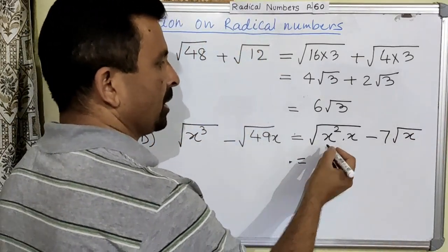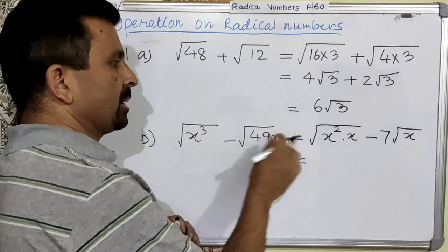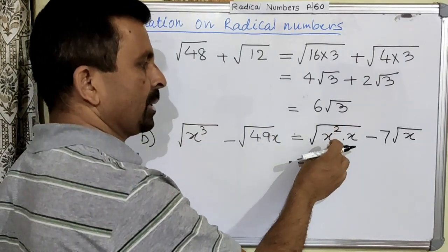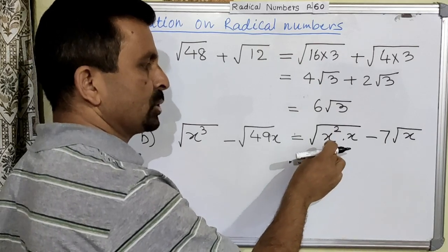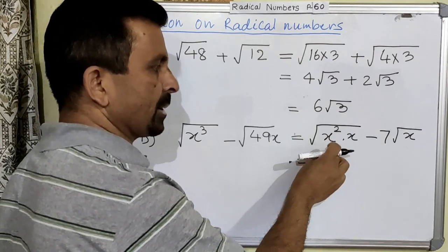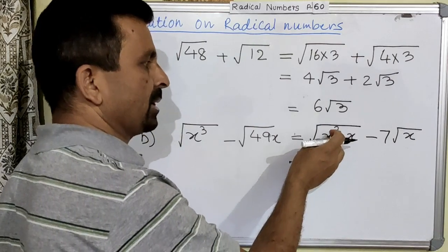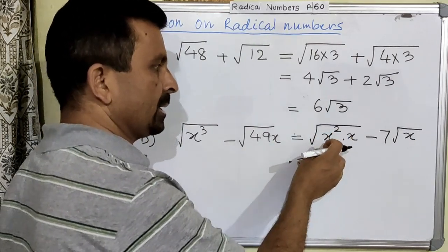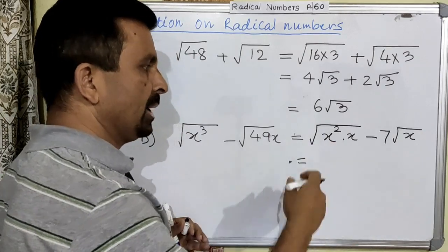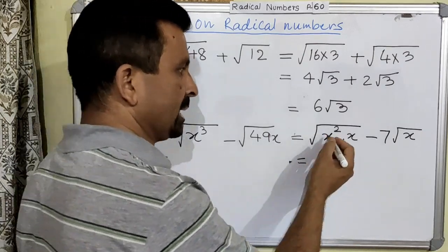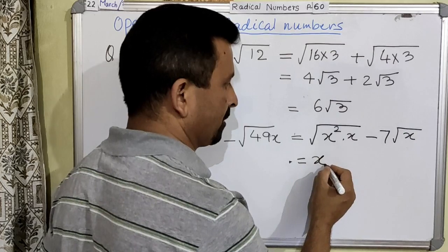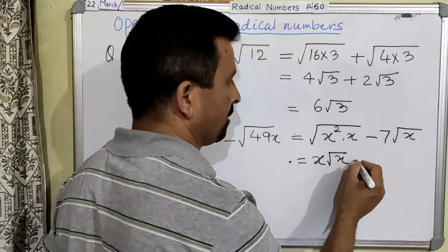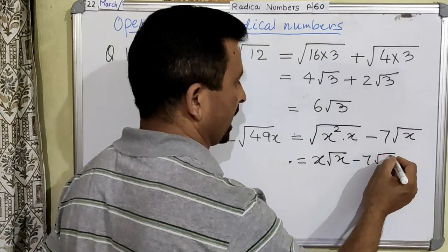Now, when you have split this power in the form of even power and odd power, the even power always gives you a perfect square. Therefore, its power will be reduced by half and will come out of the radical sign. So this will come out as x, and this will remain inside as it is, x minus 7 root x.